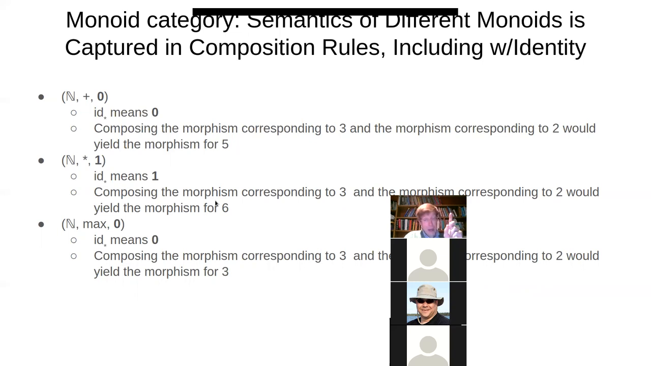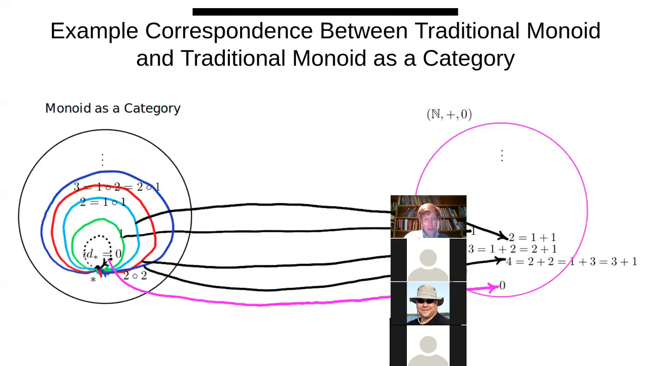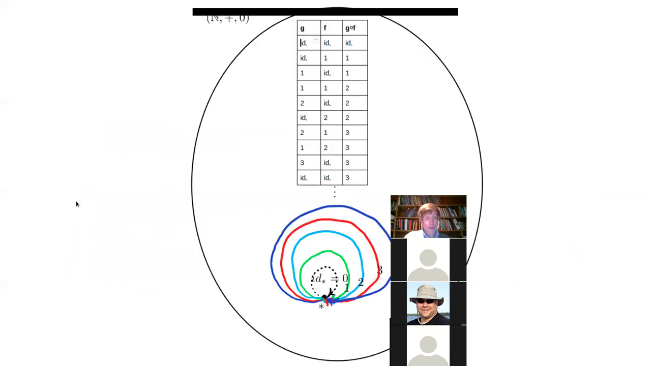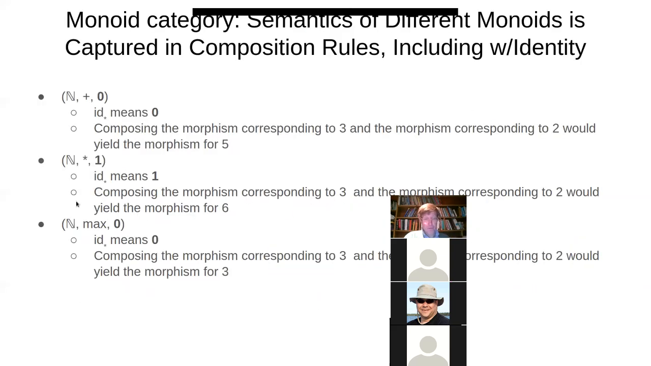It has to be in the category, but we could choose when we compose F and G, what other morphism it gives. And same thing with max, et cetera. So this is sort of the semantics of different monoids over here. We'll map them to our category in different ways with different rules for what composition means, for example, what identity means.